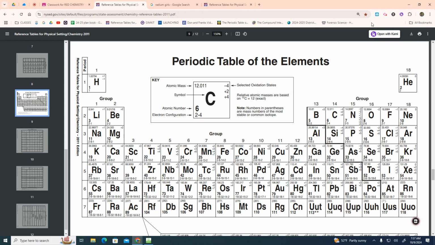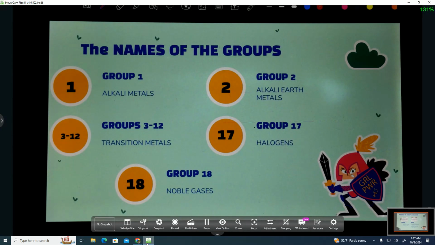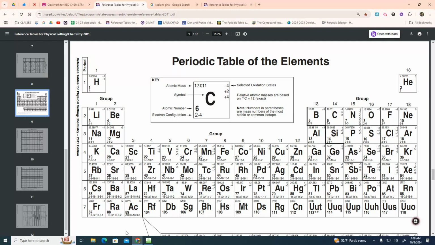Okay? All right, let's name the columns of these groups. Group number 1. Actually, I'll put this up after I tell you what they are. Group number 1 on the periodic table are called the alkali metals. So lithium all the way down to francium. Okay? These are called the alkali metals. I'll put that slide up in a second. Let me just tell you what the names are. The next column right here, group number 2, are called the alkaline earth metals.